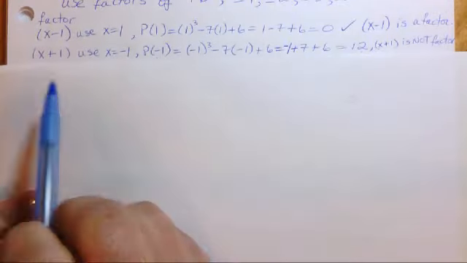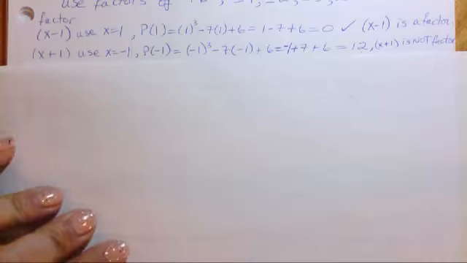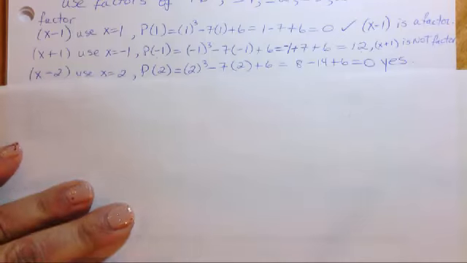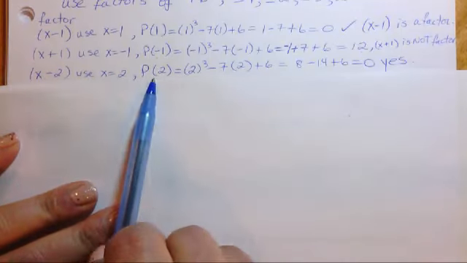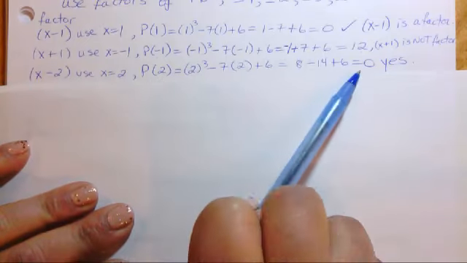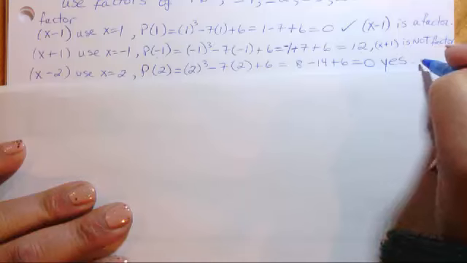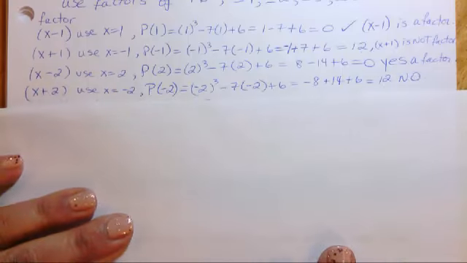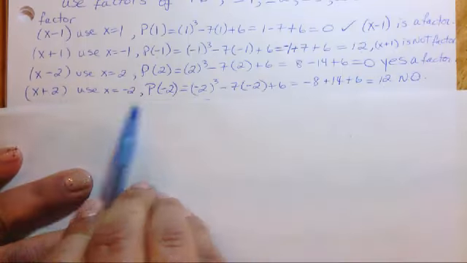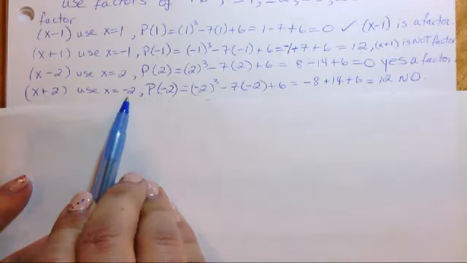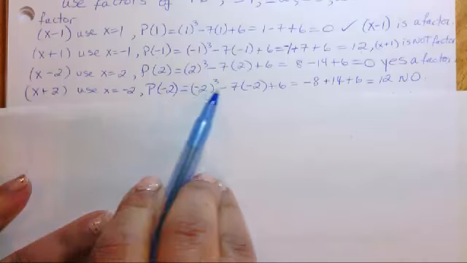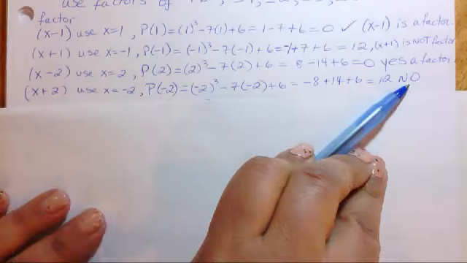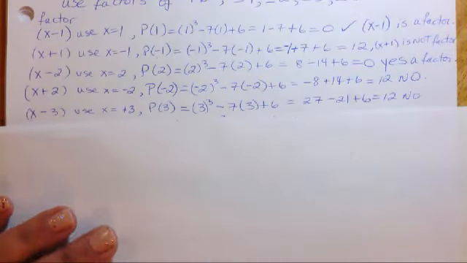Okay, so now that we're back, the last one I left you with was x minus 2 and x plus 2. The reveal here for x minus 2, when we used x equals 2 to plug it into our p of x, we ended up getting that it does equal 0. So yes, it is a factor. And x plus 2, when we used x equals -2 to substitute in here, we ended up getting that it was equal to 12. That means it's not 0, so it's not a factor, and we're going to move on to the next one.